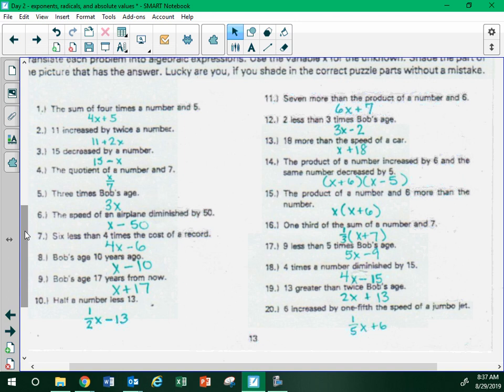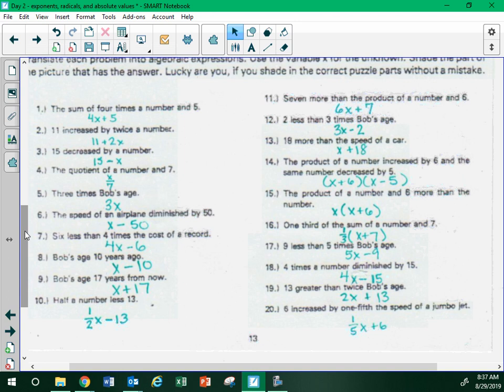$14 was kind of weird too. Product, so we have multiplying. We have a number increased by 6 and the number decreased by 5. So it's the same letter that we're using. So we're increasing by 6 is plus 6 and decrease is minus 5. The one has two x on it.